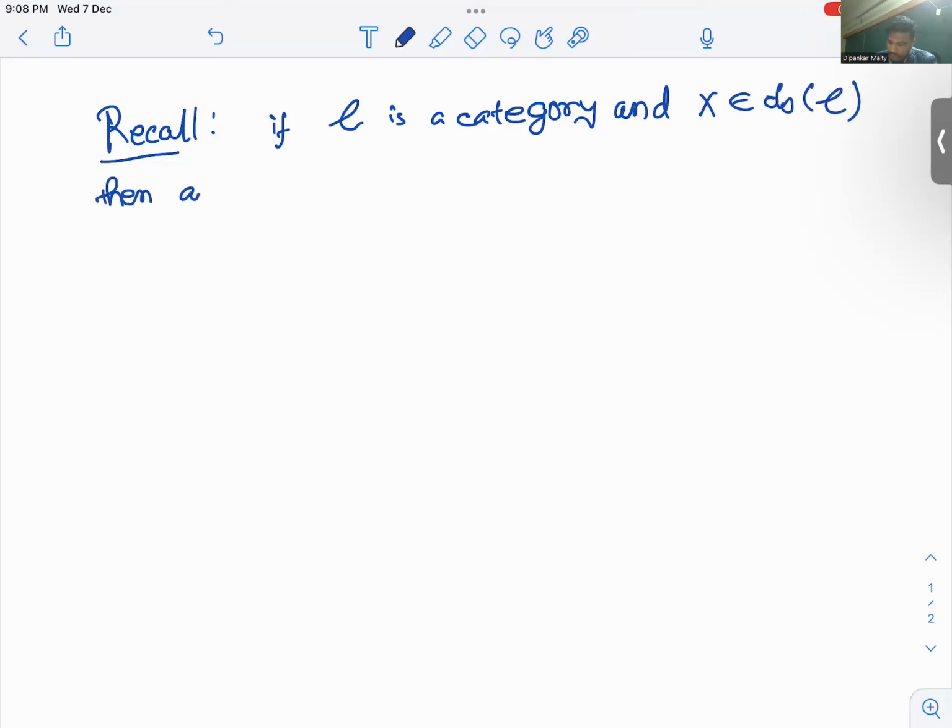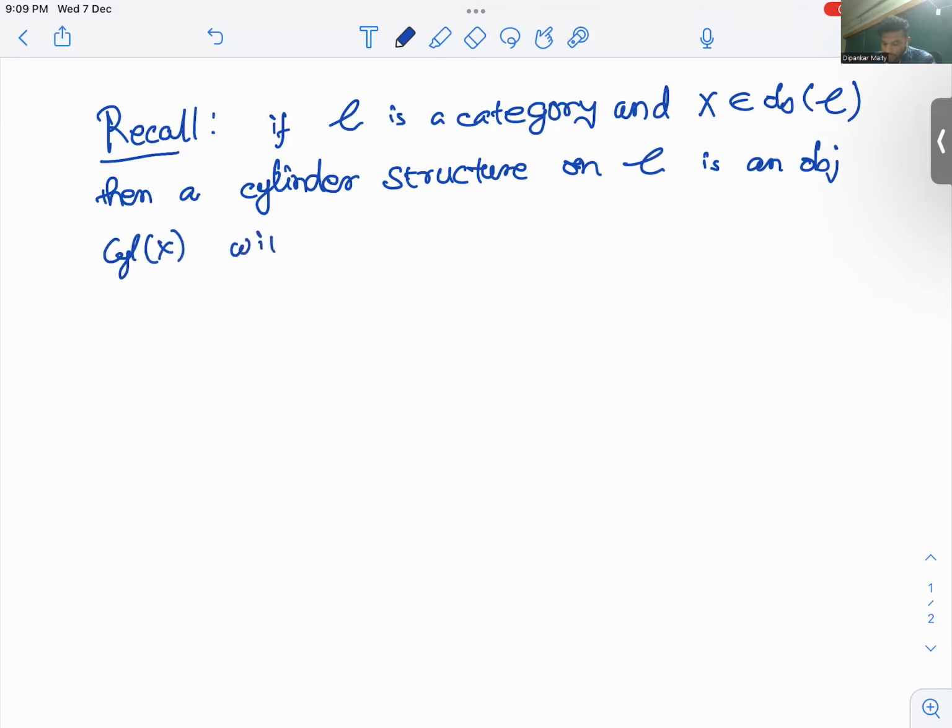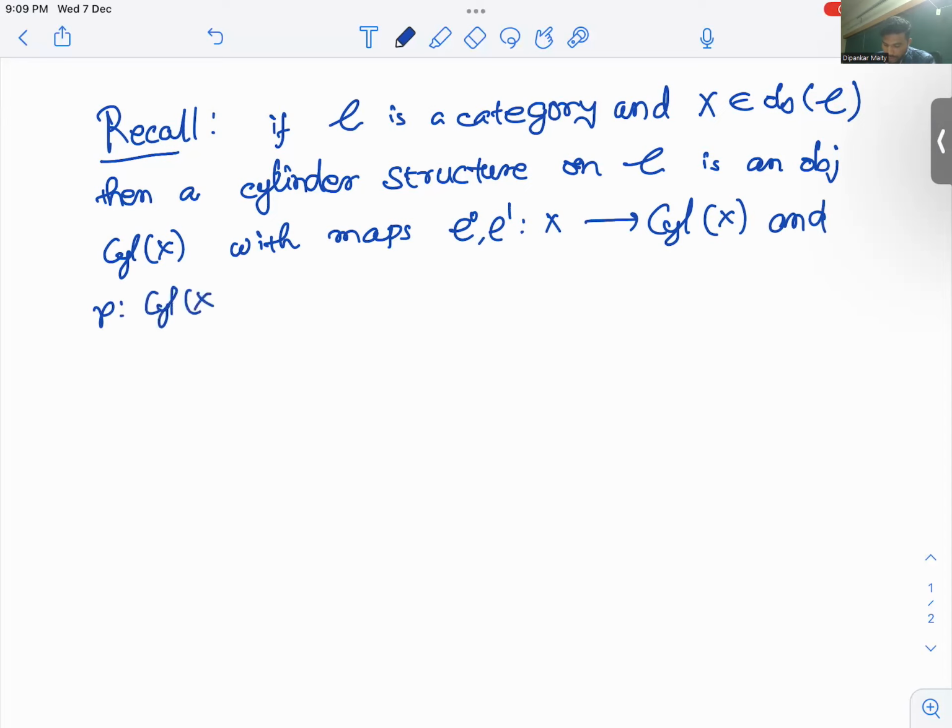then a cylinder structure on X in C is an object denoted cylinder on X with three maps: E0 and E1 from X to the cylinder on X, and P from the cylinder on X to X, such that P compose E0 is 1 on X and P compose E1 is also 1 on X.